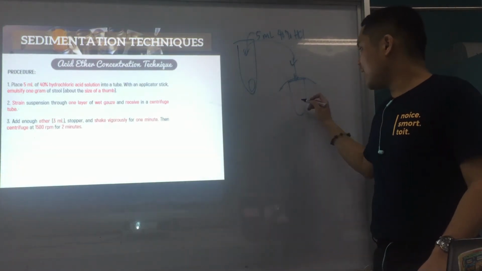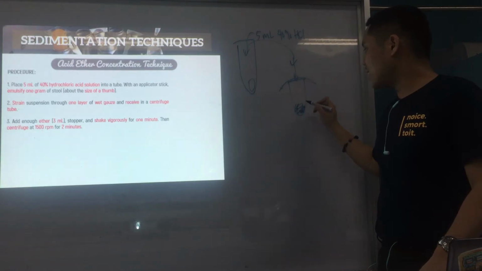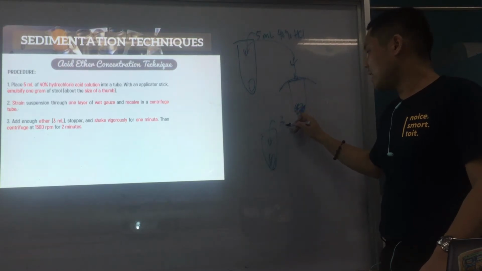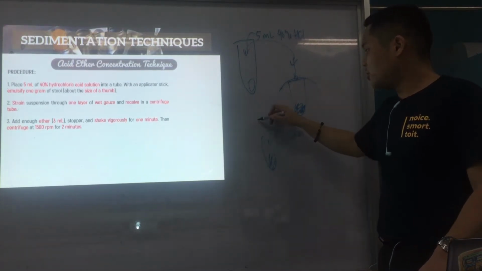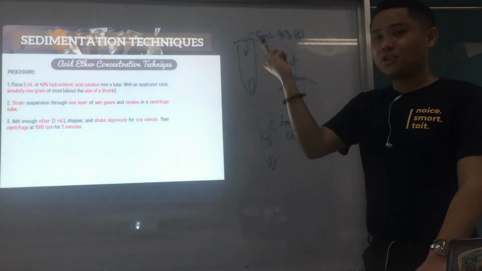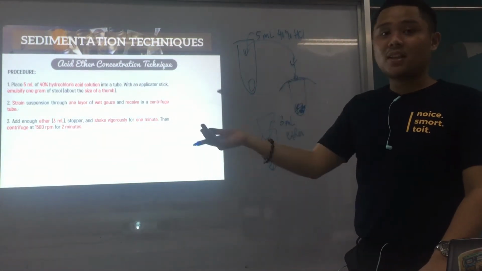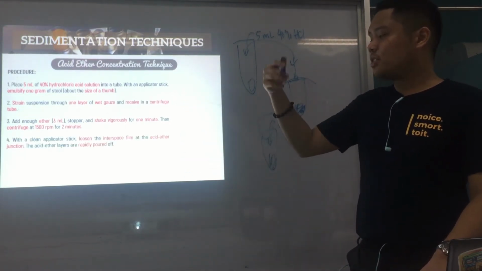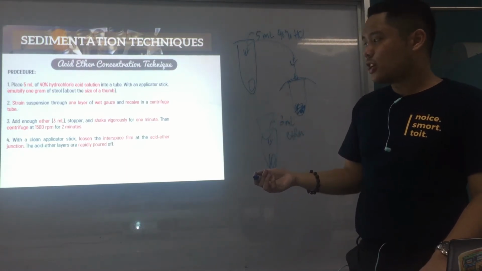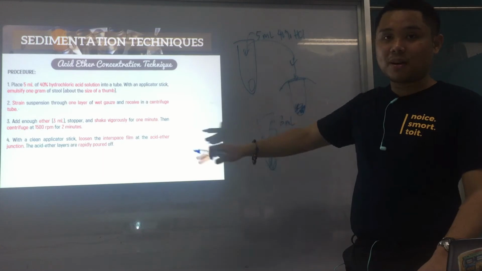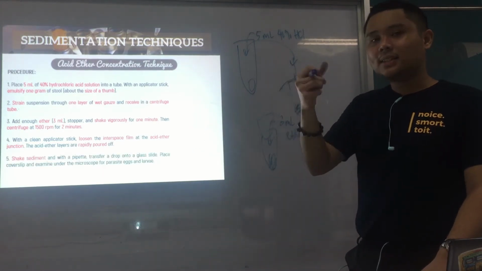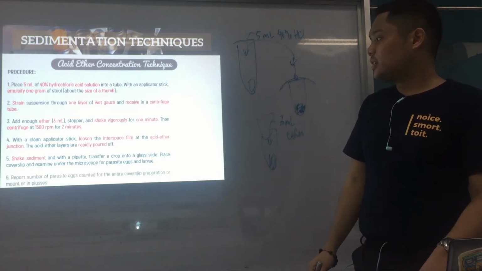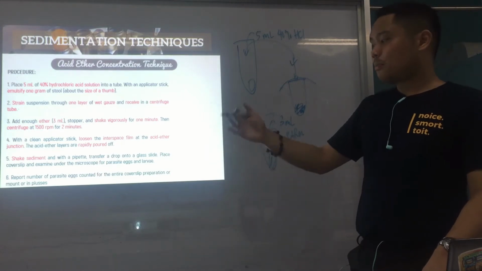After you strain, you add 3 ml of ether, then add a stopper, and shake vigorously for 1 minute, then centrifuge for 2 minutes at 1,500 RPM. Now, with a clean applicator stick, we loosen the interspace film at the acid ether junction, and then the layers are poured off. I have a picture later for more clarity. Then we shake the sediment, get 1 drop, put it on a glass slide, and examine under the microscope, and report the number of parasites seen per cover slip.